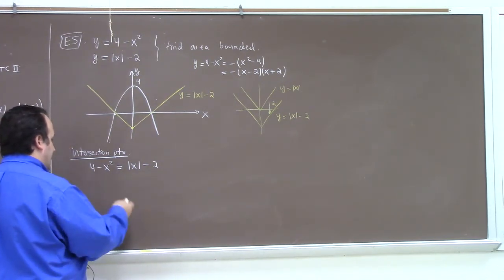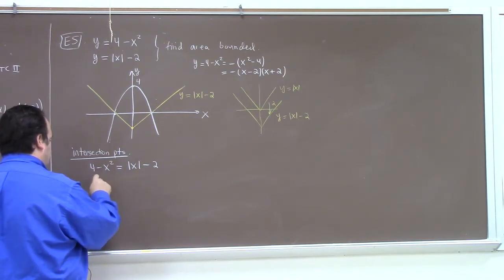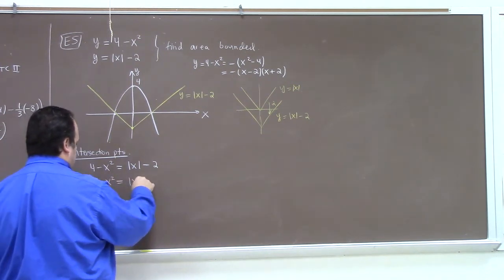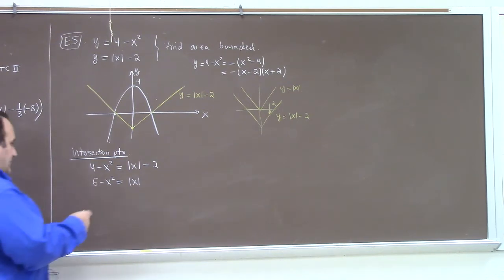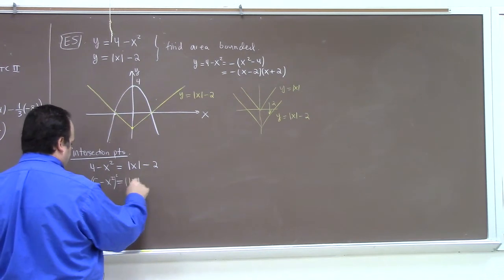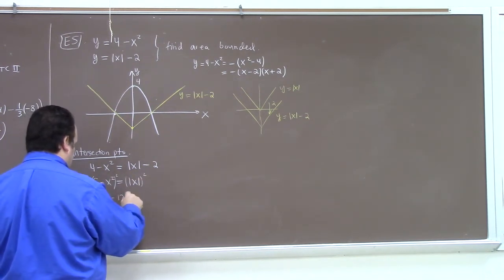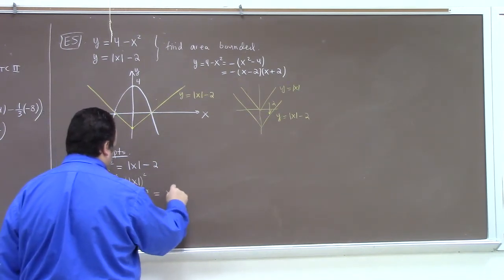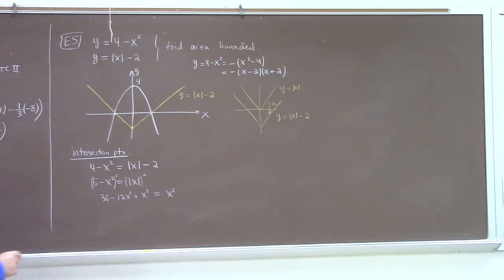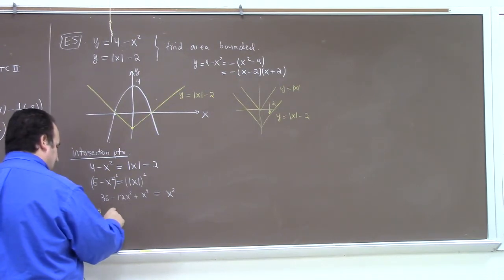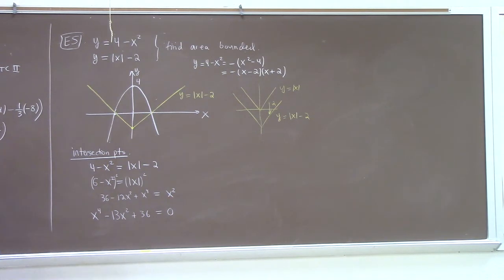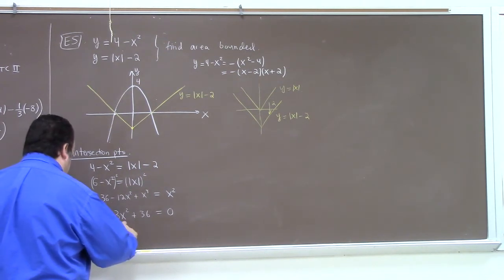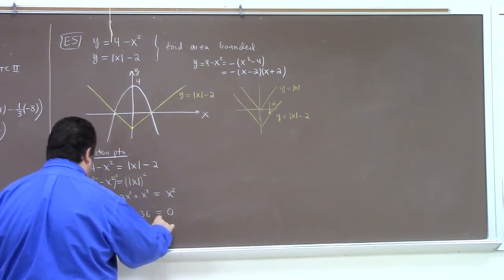So what does that give me? That gives me 6 minus x squared equals the absolute value of x, which I can square. That gives me 36 minus 12x squared plus x to the fourth equals x squared. Which gives me x to the fourth minus 13x squared plus 36 equals 0. So that is x squared minus 4 times x squared minus 9, I think.